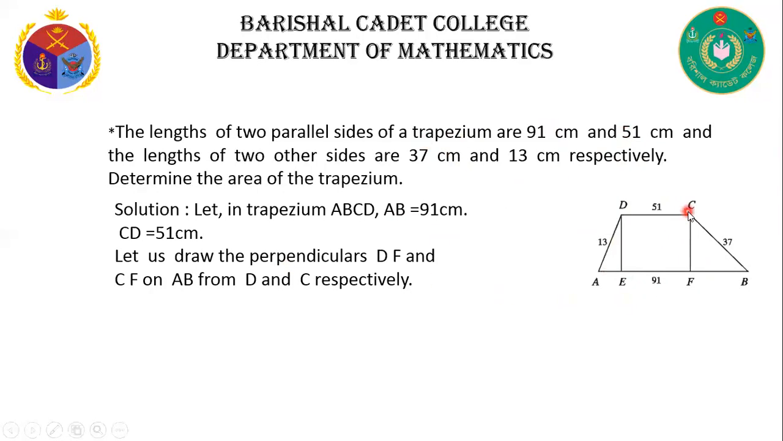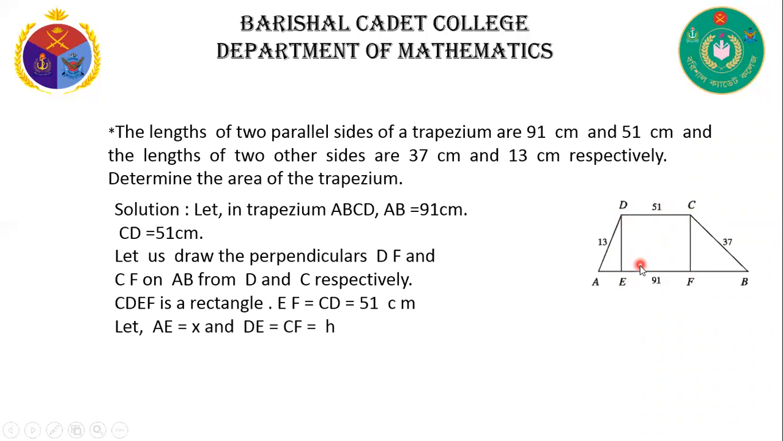Now let us draw perpendiculars DE and CF on AB from D and C respectively. Now CDFE is a rectangle. Here EF is equal to CD. That means CD is equal to 51. That's why you can write EF is equal to 51.